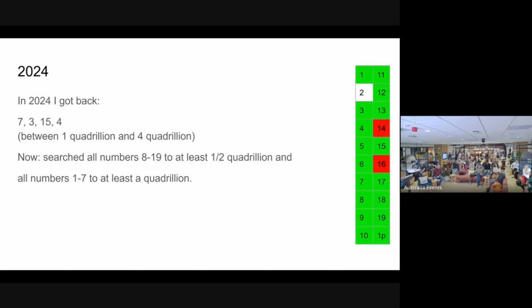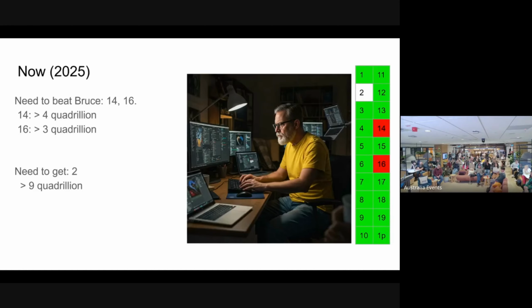I've searched all the numbers from 8 to 19 up to half a quadrillion, and the other ones up to 1 quadrillion, and these ones I have to search a bit more to get them. But now where we are, 2025, I still need to beat Bruce at 14 and 16. 14, I'm up to 4 quadrillion searching. 16, I'm up to 3 quadrillion.